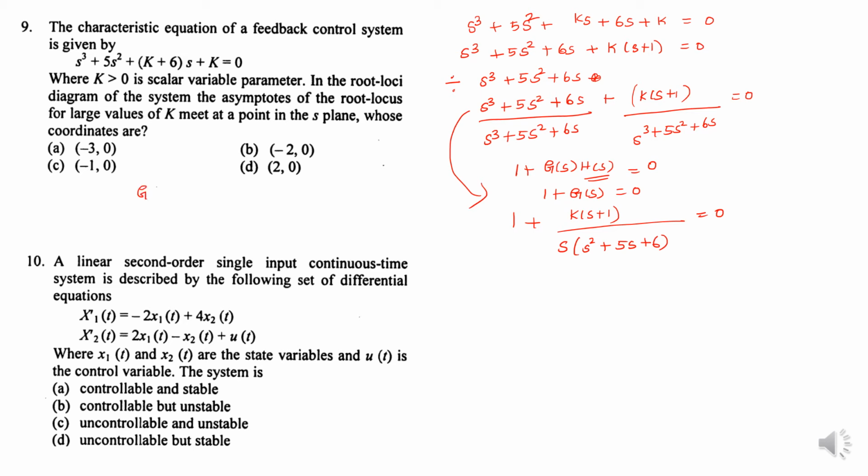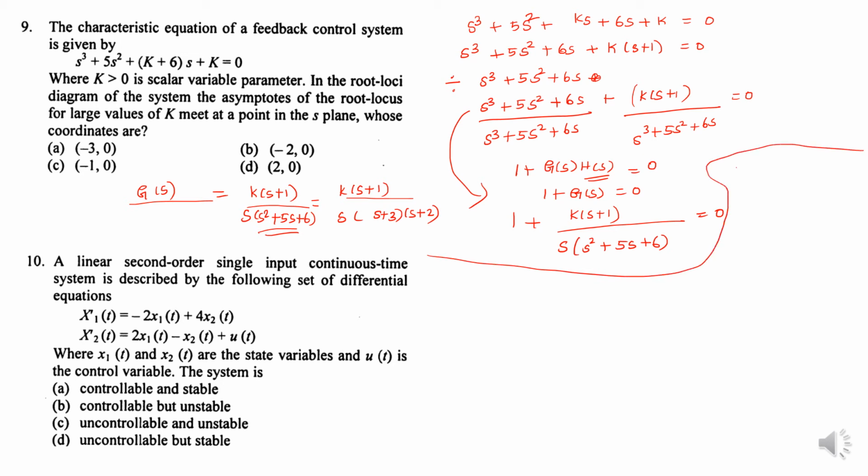G of s is equal to k into s plus 1, the whole divided by s into s square plus 5s plus 6. I have to rewrite this as s plus 1 divided by s into s plus 3 into s plus 2. Okay, next I am going to find out the asymptote for this equation.